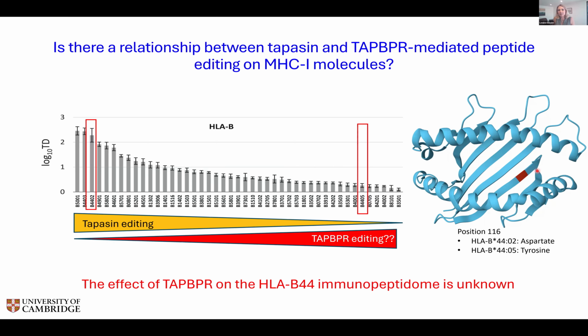What we were interested in addressing is whether there was an inverse relationship between tapasin-mediated and TAPBPR-mediated peptide editing. We were curious whether these tapasin-independent alleles, such as B4405, were now reliant on TAPBPR for loading peptides, and whether the tapasin-dependent alleles, such as B4402, were not edited by TAPBPR. However, there was nothing known about the effects of TAPBPR on the B44 immunopeptidome, so we decided to look at how TAPBPR shapes the immunopeptidome of B4402 and B4405, which lie at the extreme ends of the tapasin dependency spectrum.